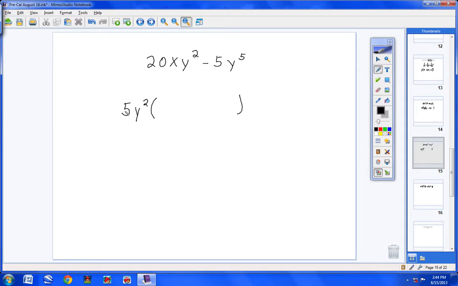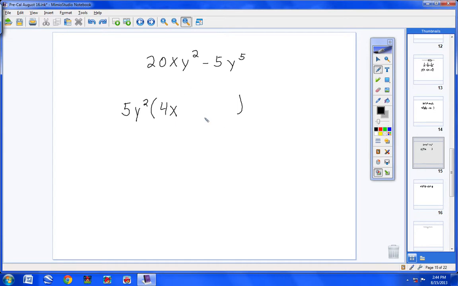Now, 5y squared times something, I've got to put something in the blank here, will give me 20xy squared. Well, I know for sure that I need a 4. And I know I need an x. There's no x over here, so I know I need an x. And I have y squared here and y squared here, so I'm not going to put a y. If I put a y here, y squared times y would be y cubed. I don't want that. So 5y squared times 4x is 20xy squared.